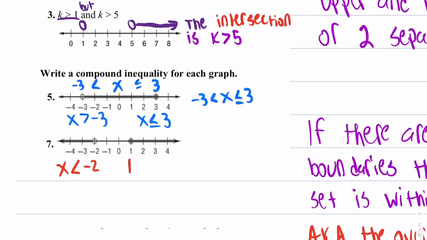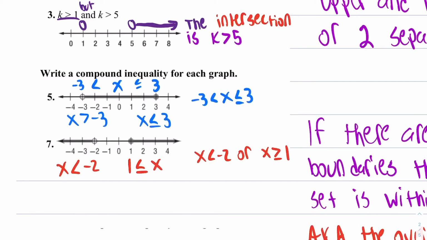And then we have the number 1. 1 is the smallest part of this side. But we can be it, so we're going to put the equal to. And then x can be greater than that. When we combine these two, we get x can be less than -2, or x can be greater than or equal to 1.